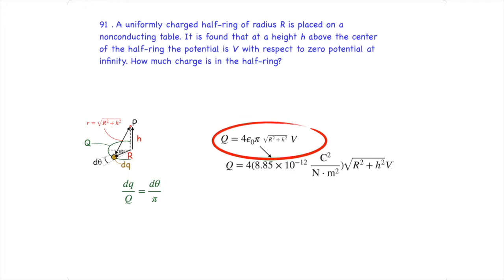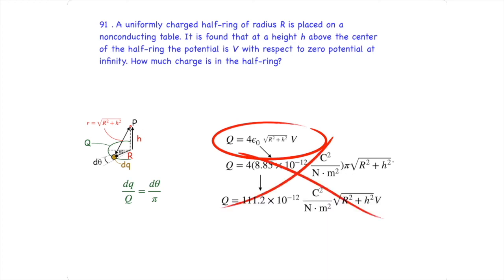We might be tempted to plug in the numbers that we know, like epsilon naught, but the only reason to plug in numbers is to get a numerical value. We don't have numbers for R, h, or V, so we aren't going to be able to get a numerical value. All this does is give us more work to do, more opportunity to make a mistake, and make our answer harder to interpret. Don't plug in any numerical values unless you can plug in numerical values for all of the parameters and evaluate to get a numerical answer.